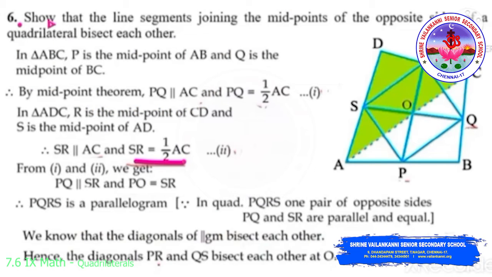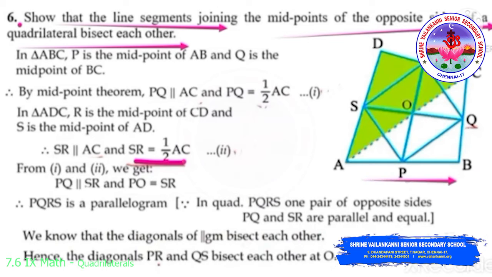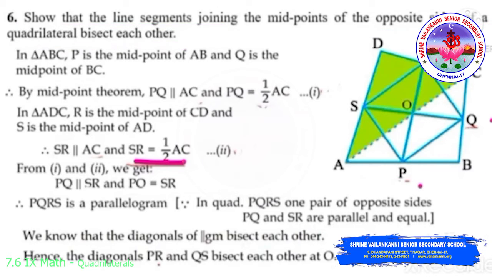Sixth problem. Show that the line segments joining the midpoints of the opposite sides of a quadrilateral bisect each other. He has given the quadrilateral ABCD where P, Q, R, S are the midpoints of the sides AB, BC, CD and DA. We need to show that the line segments joining the midpoints of the opposite sides of the quadrilateral bisect each other.